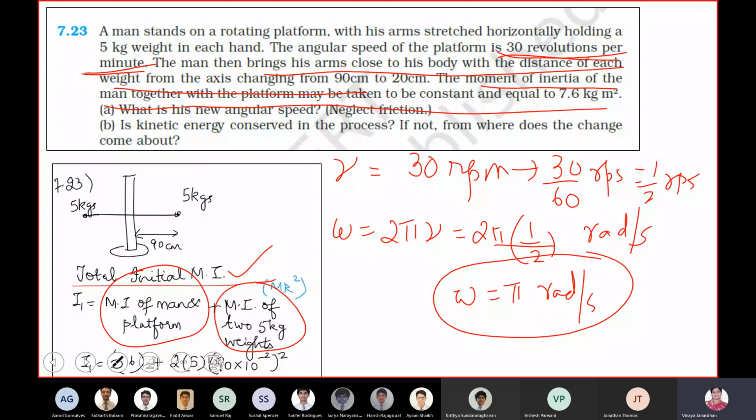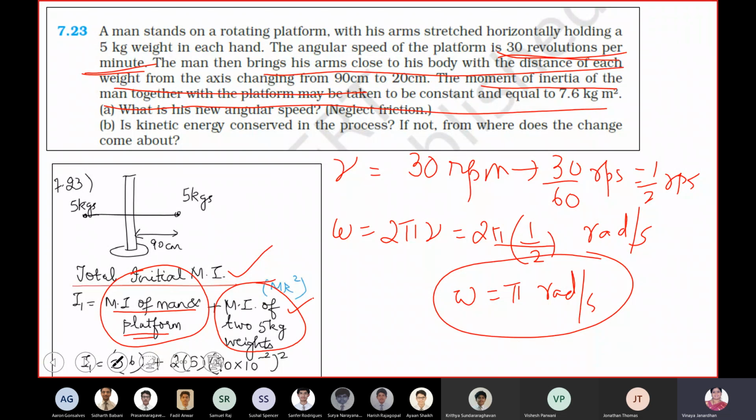Now, do you understand this? The man is standing on a rotating platform. So the platform will also have a moment of inertia. The man is also having a moment of inertia. So the first part of the total initial moment of inertia is the moment of inertia of the man and the platform, plus the moment of inertia of the 5 kilogram weights.